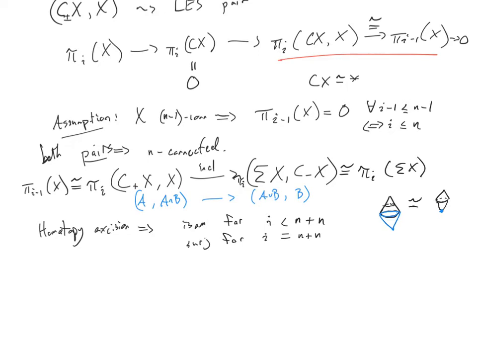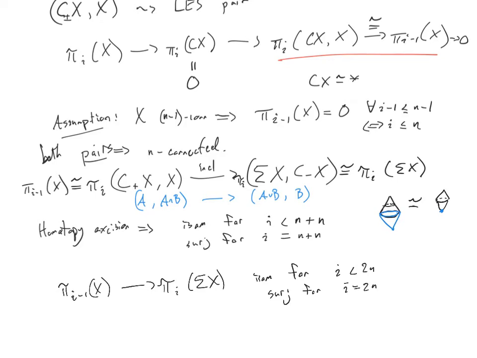So I guess I had a shift of I minus 1. So I ended up looking at the map from pi I minus 1 of x to pi I of the suspension of x. And this is an isomorphism for I less than 2n, and a surjection for I equal 2n. And so if I add 1 to all of these coordinates, I get I plus 1 to I, which will become a minus 1 on the other side. Yeah, this is what our groups end up looking like, which is exactly what we claimed.